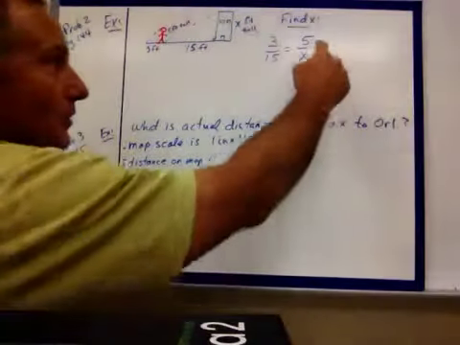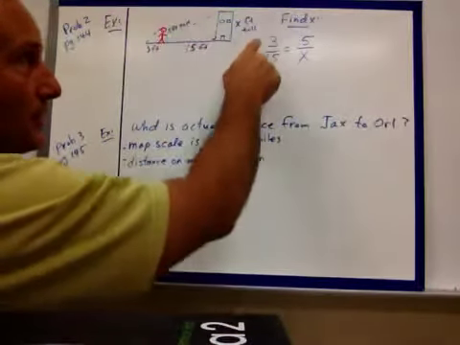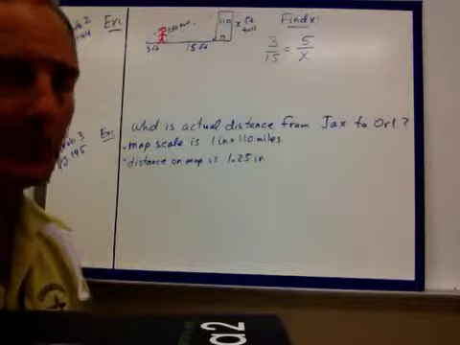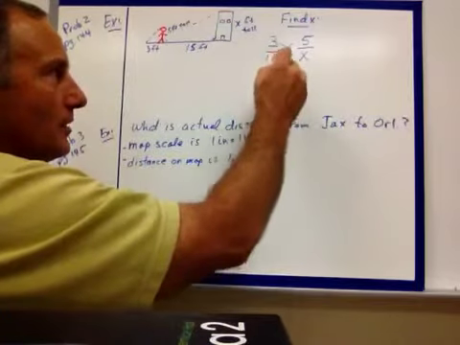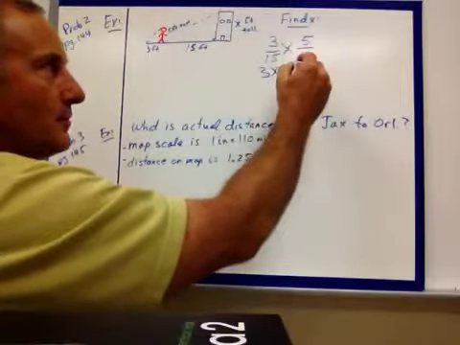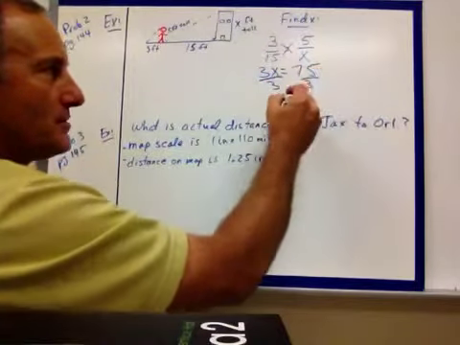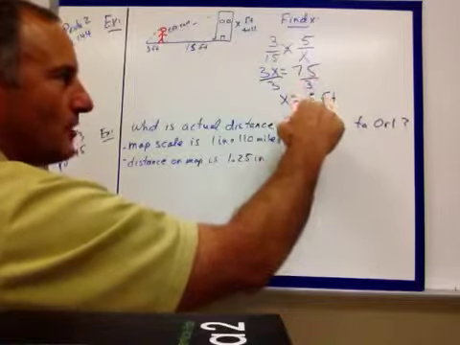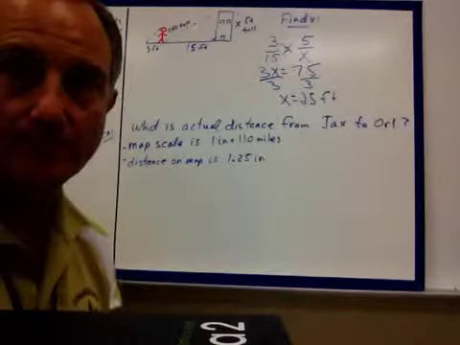So proportional, height over height, shadow length over shadow length, and I went little big, little big. So I've set up my proportion. Once you do that, cross multiply. 3x equals 5 times 15, which is 75. Got multiplication, so divide it out. Oh, I'm sorry, that's 25. So our building is 25 feet high.